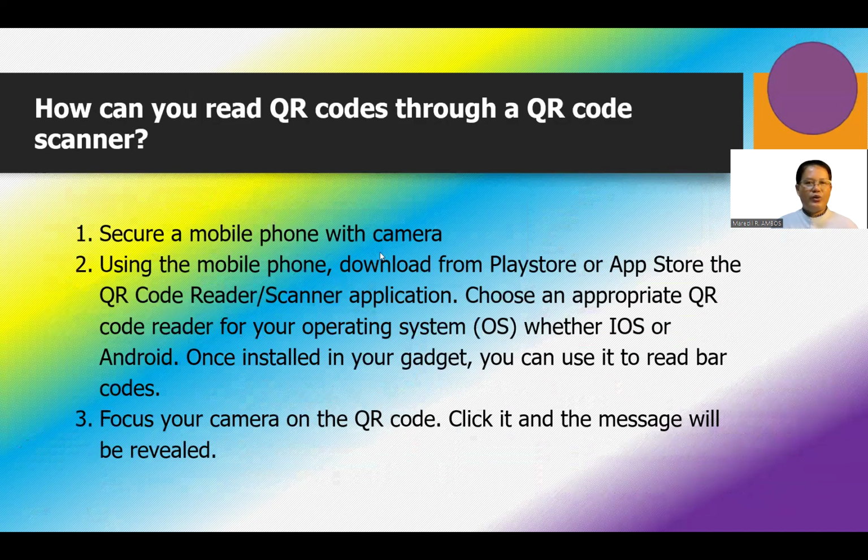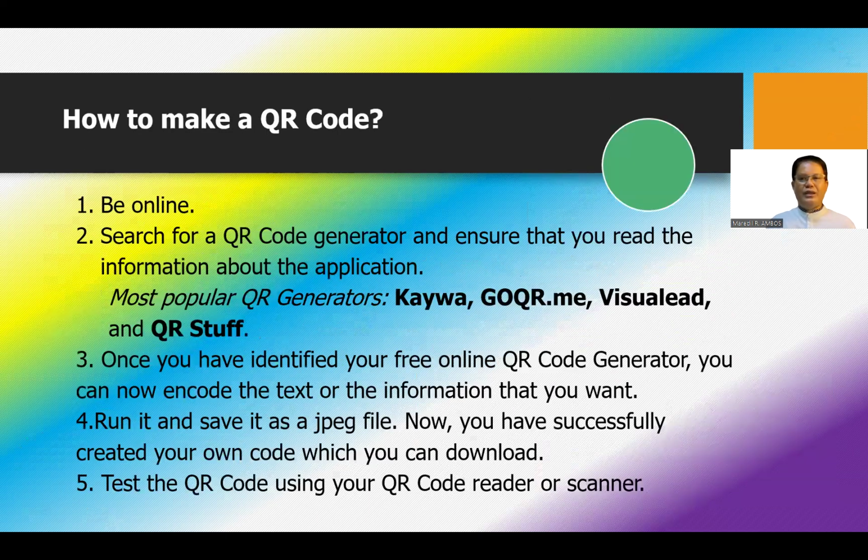Let's see how you can read QR codes through a QR code scanner. Number one, you need to secure a mobile phone with a camera. Number two, using the mobile phone, download a QR code reader or scanner application from the Play Store or App Store. Choose an appropriate QR code reader for your operating system, whether it's iOS or Android. Once installed in your gadget, you can use it to read barcodes. Number three, focus your camera on the QR code and click it, and the message will be revealed to you. So that's it.